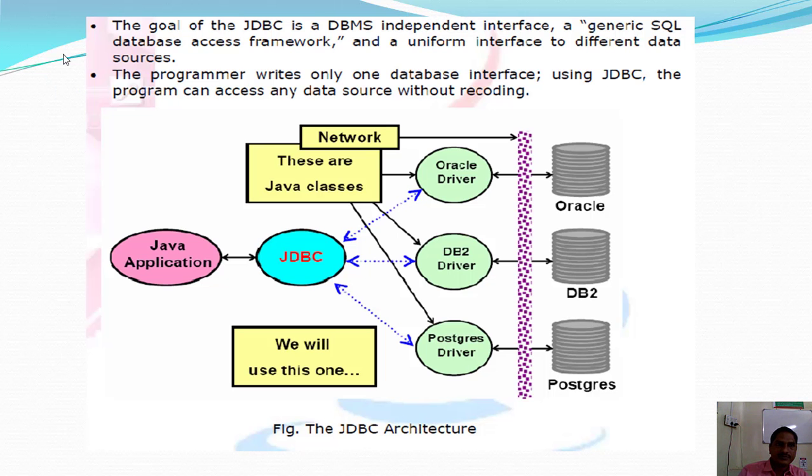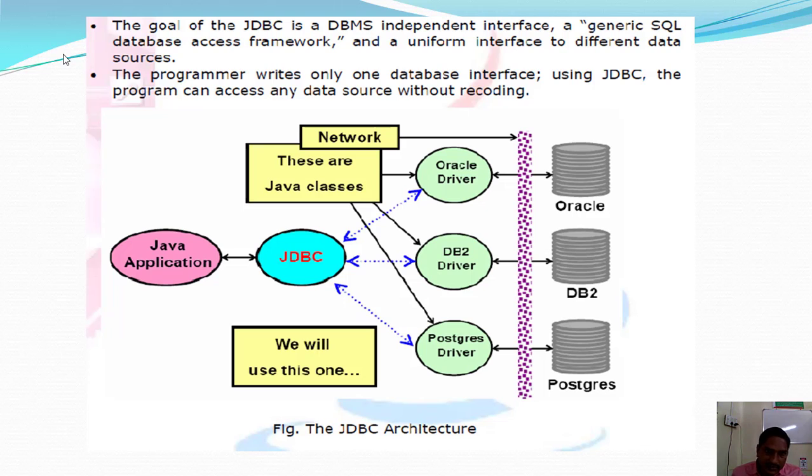See the structure. The goal of the JDBC is a DBMS independent interface, a generic SQL database access framework, and a uniform interface to different data sources. This is the main goal. The programmer writes only one database interface using JDBC. The program can access any data source without recoding. This is the goal of JDBC.